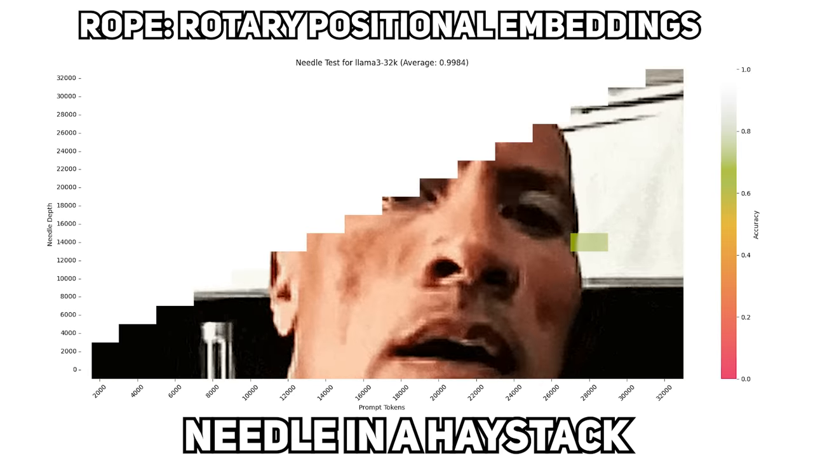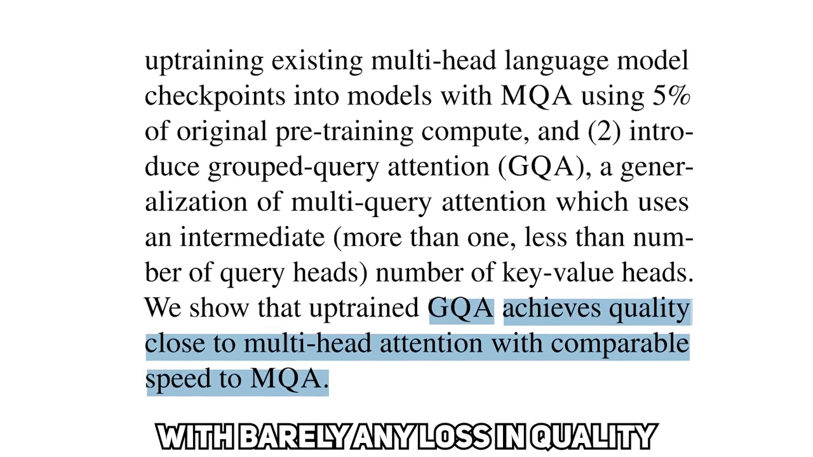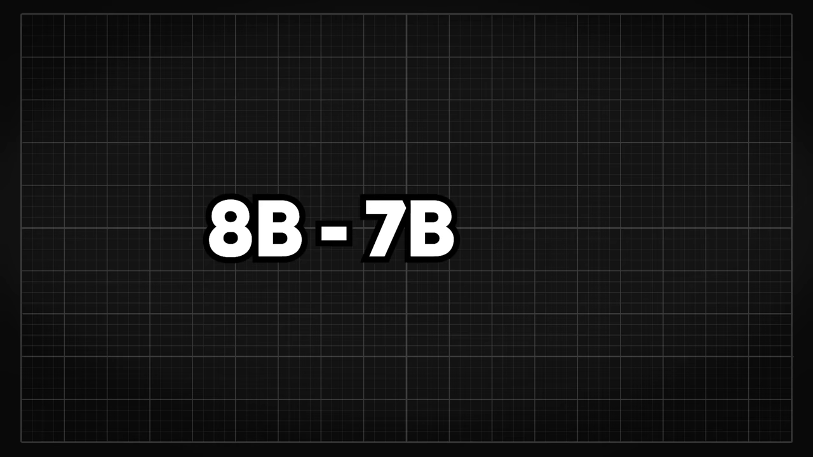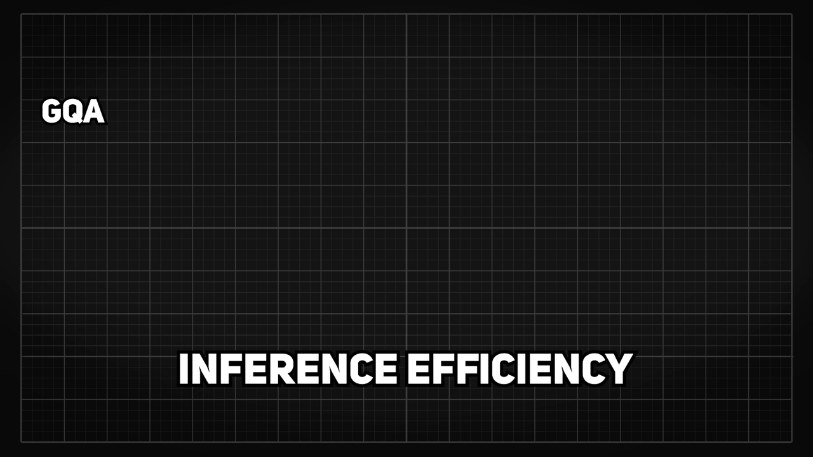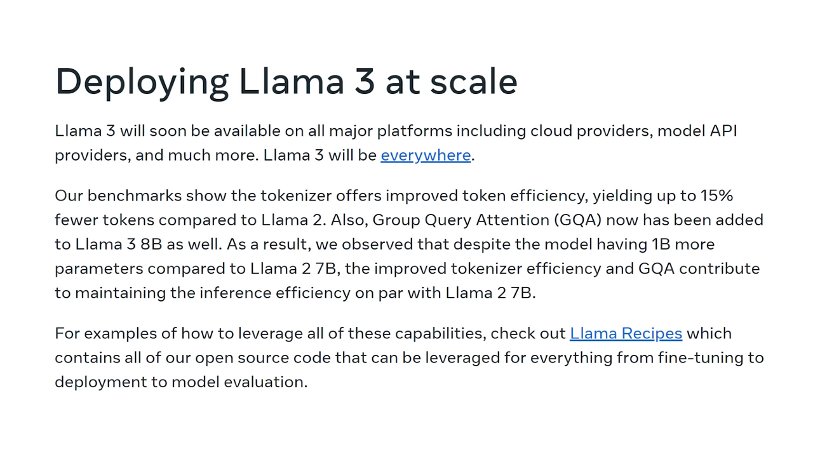And aside from this benefit, the parameter scheme for keys and values in GQA usually would increase speed. So while 8B is 1B more than 7B, thanks to GQA and the new tokenizer, the efficiency of Llama 3 8B is on par with Llama 2 7B. But these are actually not the main reason why Llama 3 models are this good.